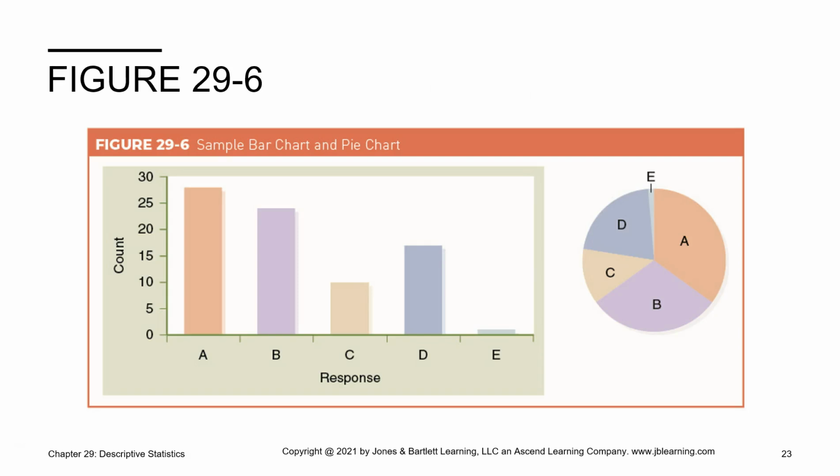And then figure 29.6 goes over a sample bar chart and pie chart, and here you can see the bar chart has spaces between each of the bars, and the responses on the bottom represent a different category. This can also be presented as a pie chart as well.